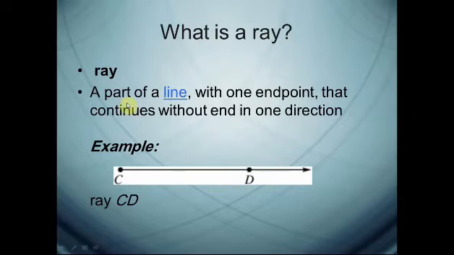What is a ray? A ray is a part of a line with one endpoint that continues without end in one direction. Example, ray CD. The starting point is point C and its direction is to point D. And because the ray has no end, we can't measure its length.